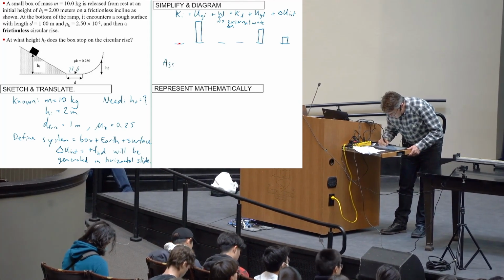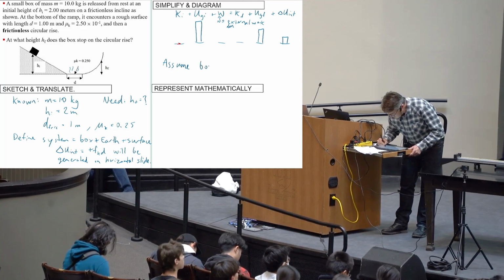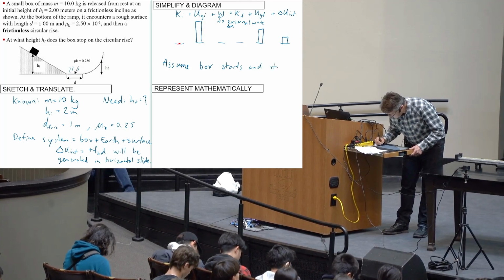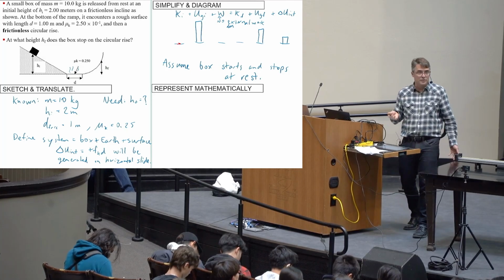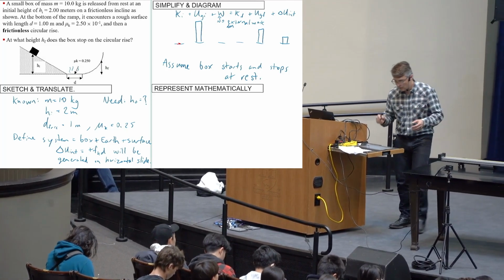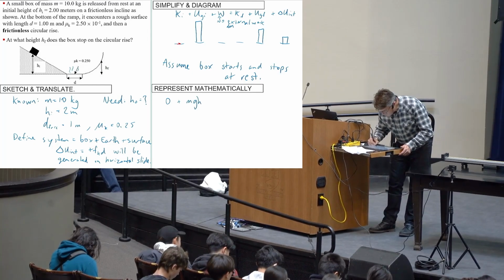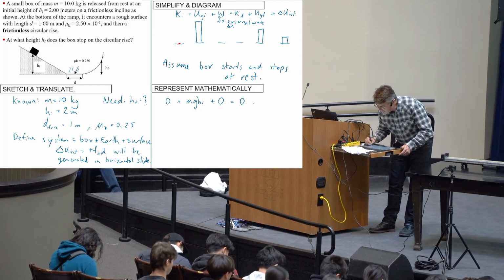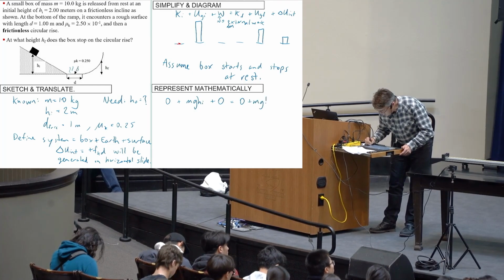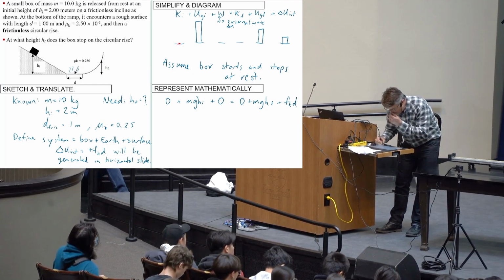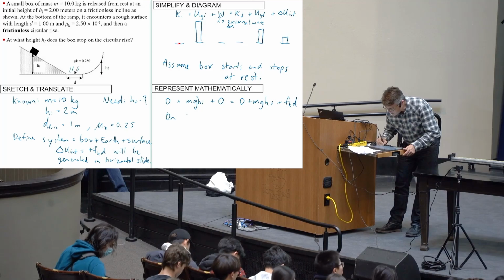I'm going to assume the box starts and stops at rest. So I'm just trying to figure out which of the terms are 0 and then solve it all out. I've got 0 initial kinetic energy plus mgh initial plus 0 external work equals 0 final kinetic energy plus mgh final plus F sub k times d. And it's a horizontal surface.